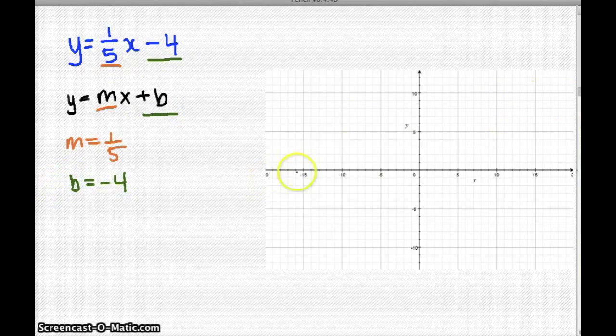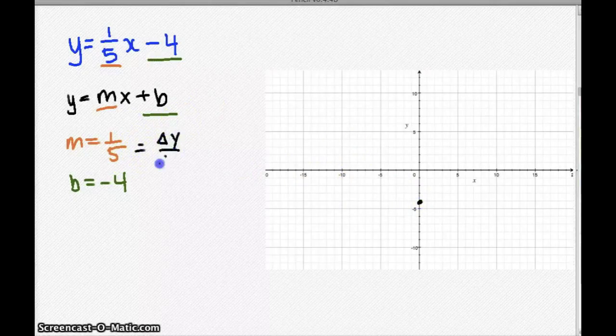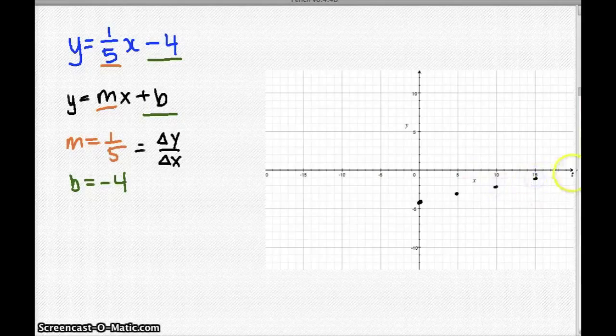First we're going to graph the y-intercept, which is -4. It's right here. Then the slope is change in y over change in x. So we're going to move up 1 and to the right 5. So 1, and then 1, 2, 3, 4, 5. Up 1 and then right 5.